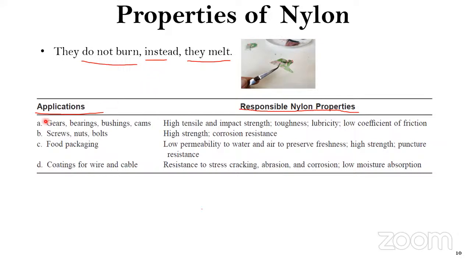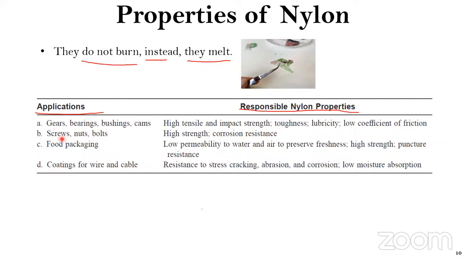Okay, so about applications, we use this nylon in gears, bearings, bushings, and cams. Why? Because they have high tensile and impact strength, due to which they have toughness, lubricity, and a low coefficient of friction. Due to these properties, they have application in the gearbox, bearing, bushing, and cams. Due to high strength and corrosion resistance, they also have application elsewhere.